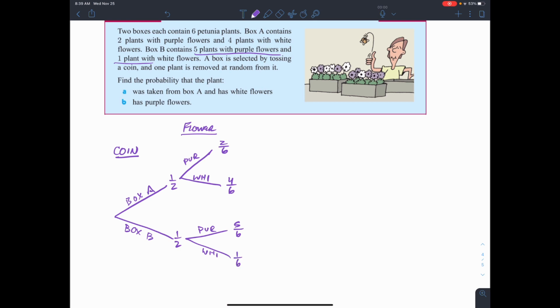So now we can see each of these. This is box A selecting purple, box A selecting white, box B purple, box B white. What's the probability that we chose box A and it has white flowers? Okay, so probability A and white. So that's the branch that we're looking at. 1/2 to choose box A times white flowers, 4 out of 6. So we have 4 out of 12. There's our probability for selecting a white flower from box A.